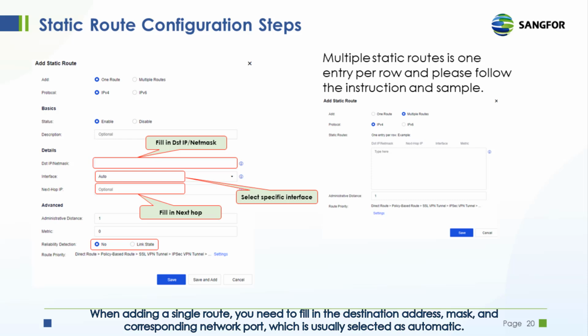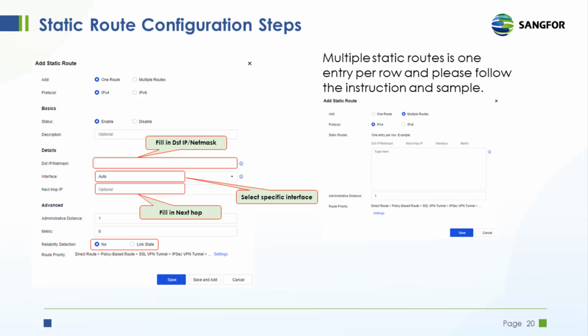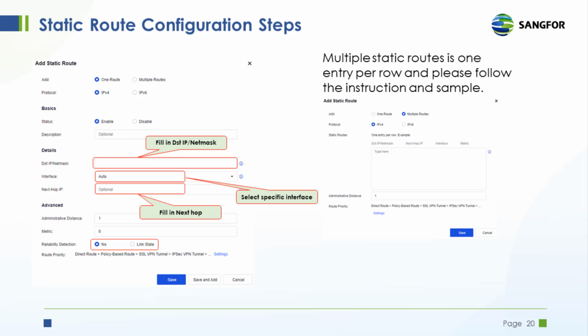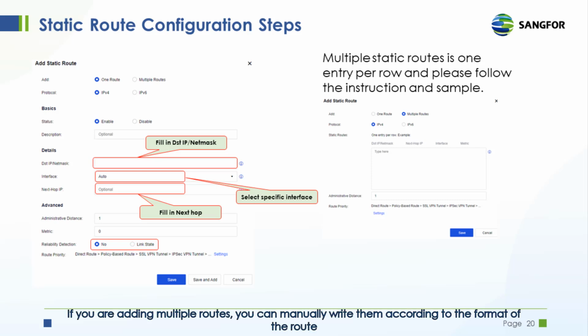When adding a single route, you need to fill in the destination address, mask, and corresponding network port, which is usually selected as automatic. You need to select the next hop address, as well as administrative distance, metric value, and availability detection. If you are adding multiple routes, you can manually write them according to the format of the route.